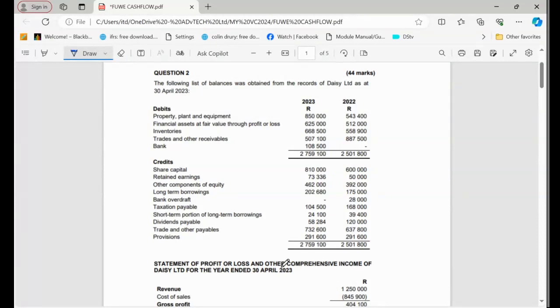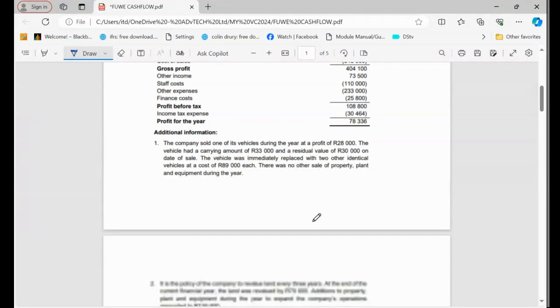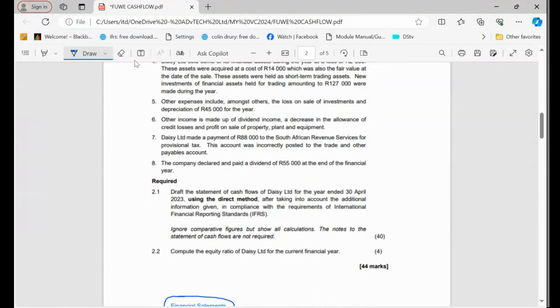Together. Now, why cash flow statement? The word cash flow, let me highlight. It is called cash flow statement. You can call it statement of cash flow. But you need to understand why. This is the magic word. Can you see this? Cash.